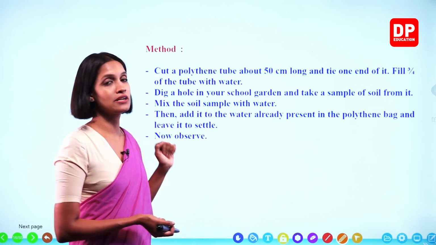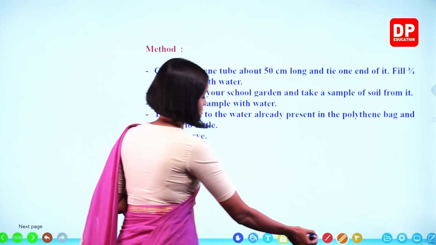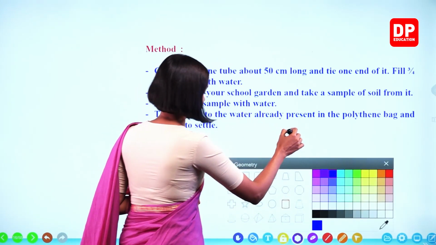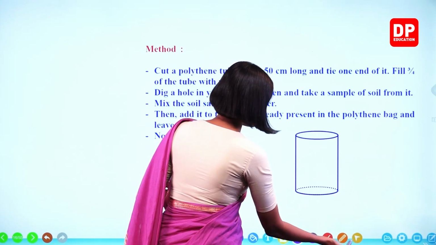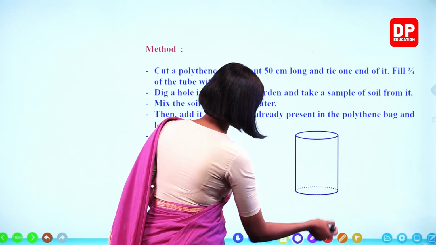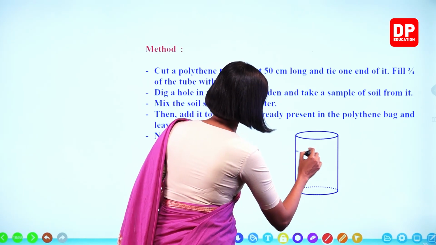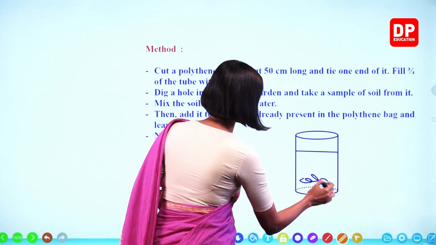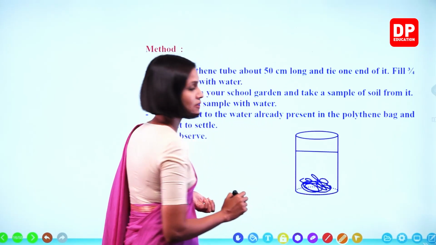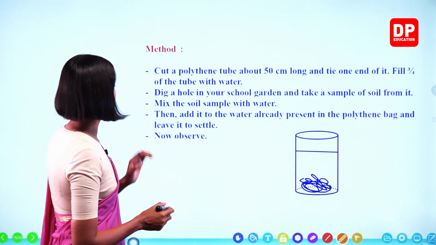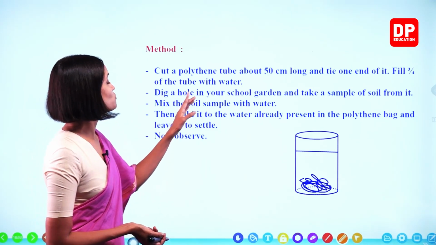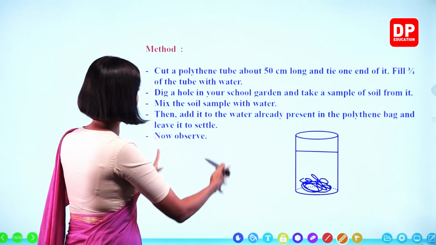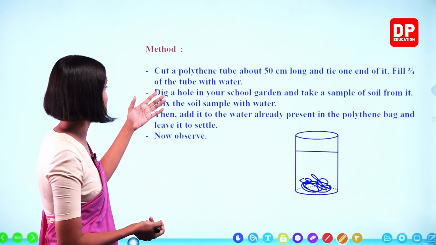Mix the soil sample with water separately. Right? You have to take water separately into another vessel and you have to put the soil sample into this water. Okay. This is water and you have to put the soil sample into this and mix well. Right? And then what do you have to do? Then add it to the water already present in the polythene bag. That tube-like polythene bag, there's already water present, right?